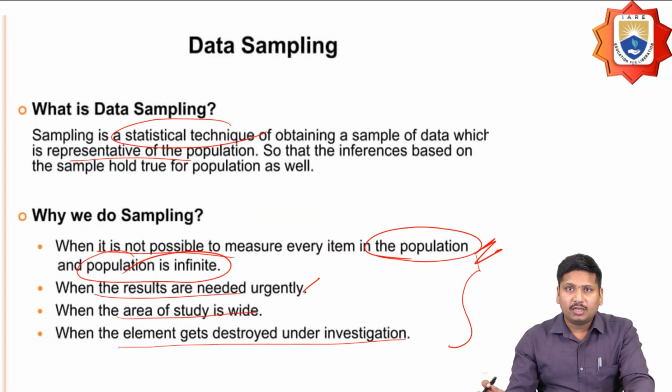And different types of samplings are available. Sampling is a statistical technique which obtains a sample of data, and then the inferences hold true for the population. And why go for sampling? Mainly it is not possible to measure every element in the population, the population may be infinite, the results are needed urgently, the area of the study is wide, and elements may be destroyed in the investigation. So all these are problems, and in order to avoid them, we can go for sampling here.